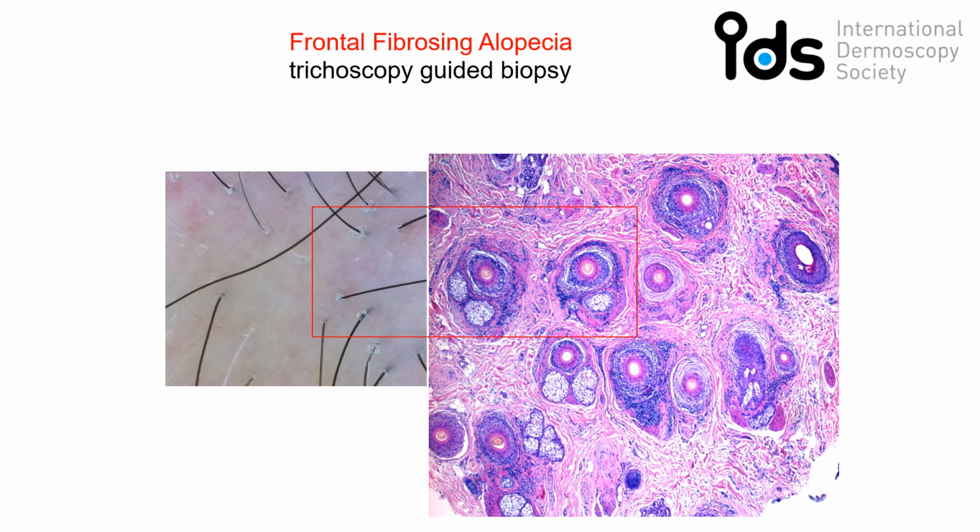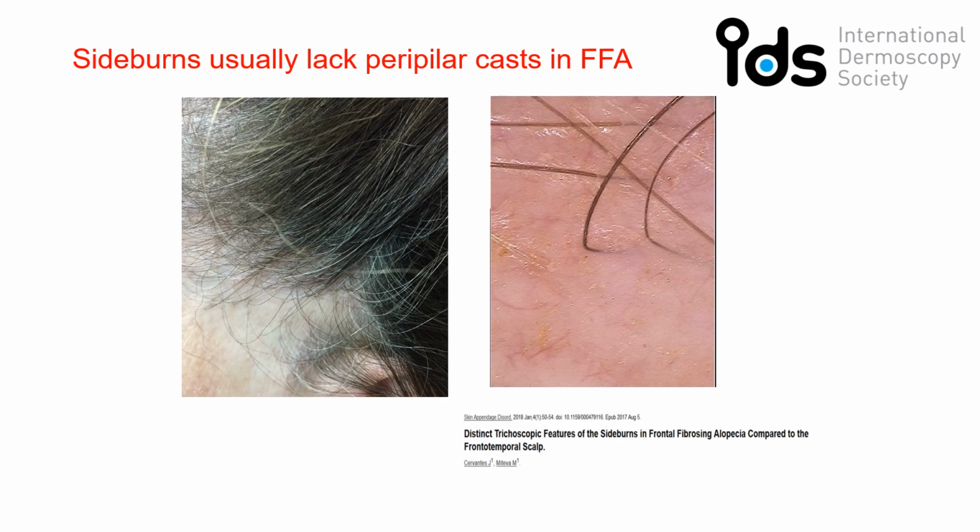On trichoscopy-guided biopsy from the hairs surrounded by the peripilar casts, we are able to see that even if this follicle still retains some of the sebaceous glands, it shows features of active lichenoid inflammatory infiltrate and perifollicular fibrosis. So we are able to capture the affected follicles, and with confidence we can make the diagnosis of frontal fibrosing alopecia. The sideburns usually lack peripilar casts, but you see these transparent emergences of the hairs.